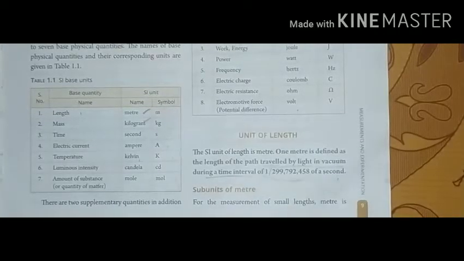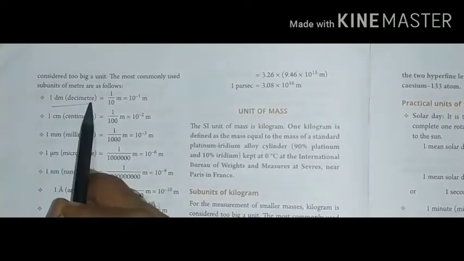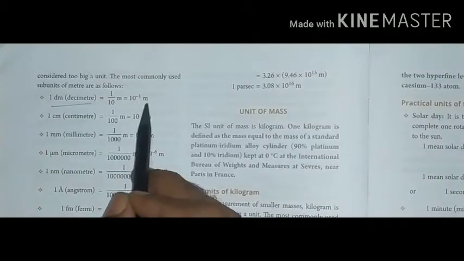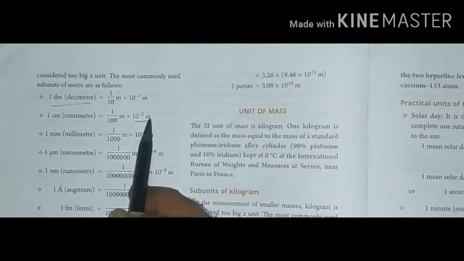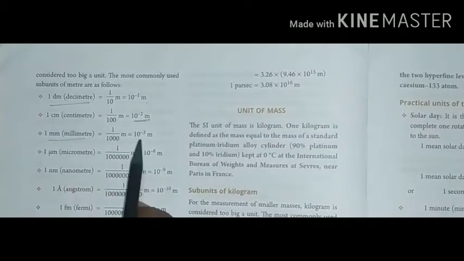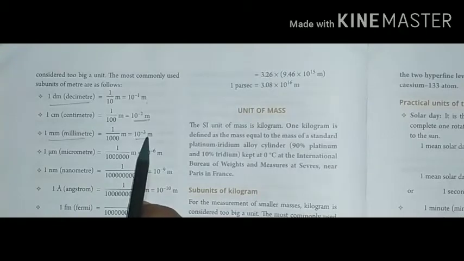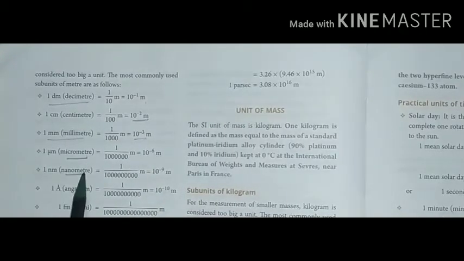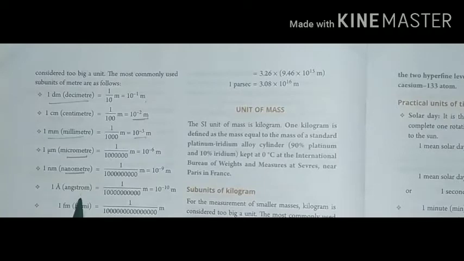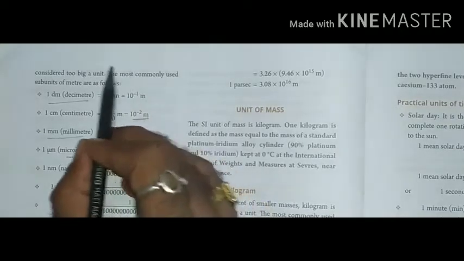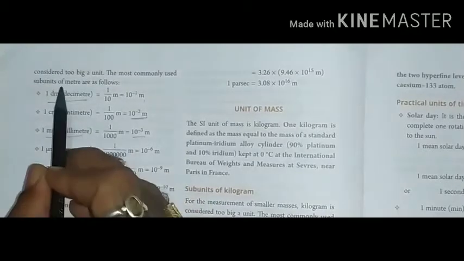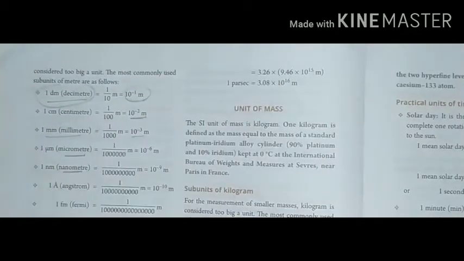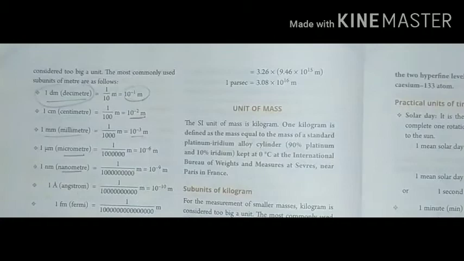Subunits. 1 decimeter equals 10 raised to minus 1 meter. 1 centimeter is 10 raised to minus 2 meter. 1 millimeter equals 10 to the power minus 3 meter. Then 1 micrometer, nanometer, 1 angstrom, and 1 Fermi. These are considered too small as units, so we can use them as subunits. So you have to remember this one.